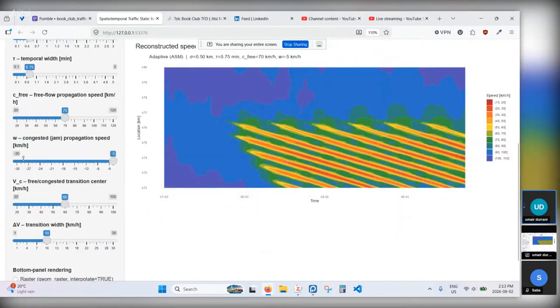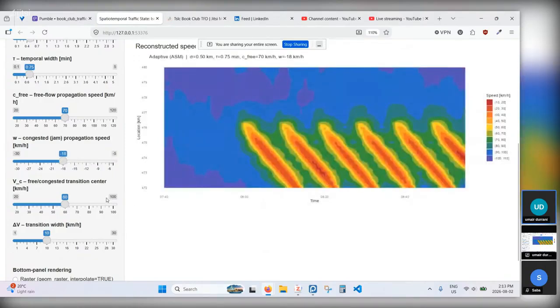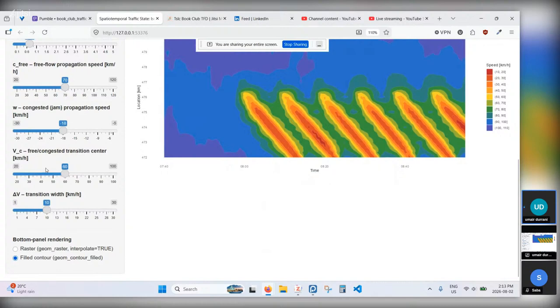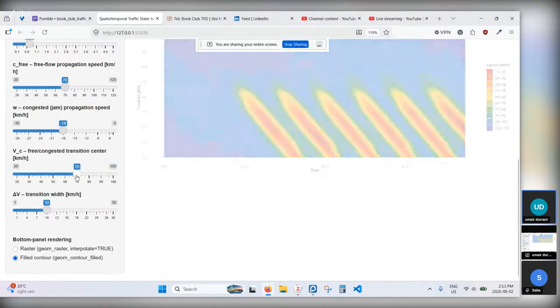Because minus 30 is obviously a very fast propagation of traffic jam. Minus 5 is a slower propagation. So let's put this back to minus 18. Similarly, we have VC, which is the transition center. It's looking at the transition between free and congested speeds, and delta V is the transition width. So I think delta V does not make much difference, but if we change VC, it makes slight difference.